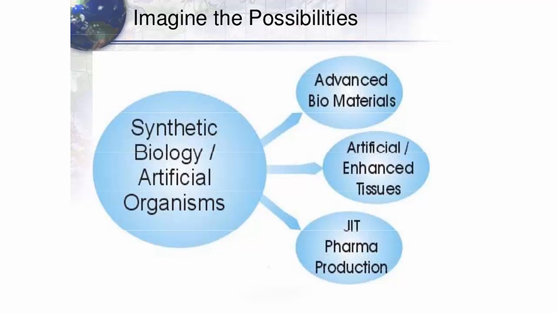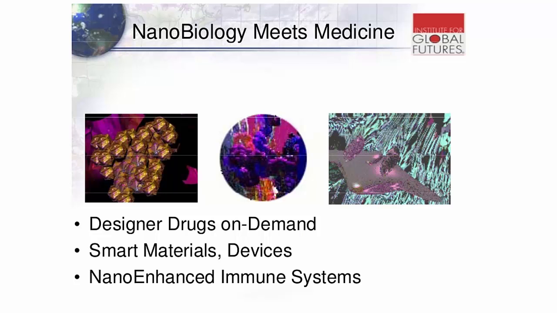So we can imagine the possibilities of the synthetic organisms, whether they're artificial or not. Not sure how that's all going to weigh out. But we can look at advanced biomaterials. We can think about artificial or enhanced tissues, or just-in-time pharmacology production for your particular disease because you're an individual person. So how do we do those? So nanobiology is meeting medicine. We're looking at designer drugs on demand, smart materials, devices, and maybe that's going to actually lead to a nano-enhanced immune system to be able to do that.